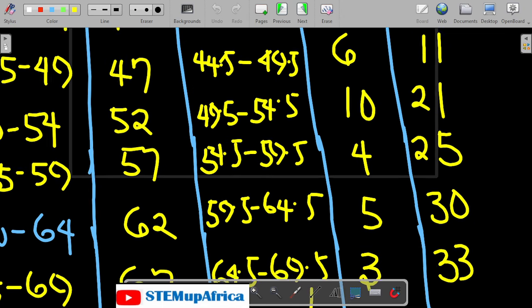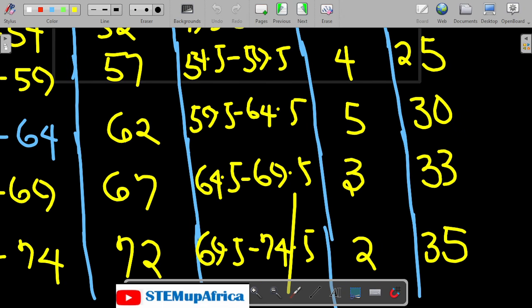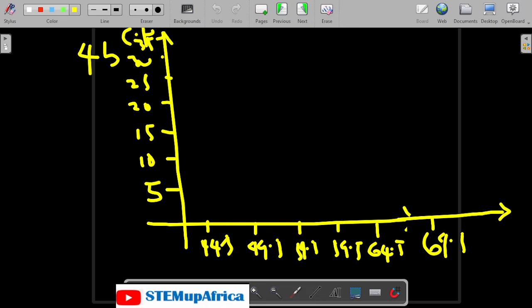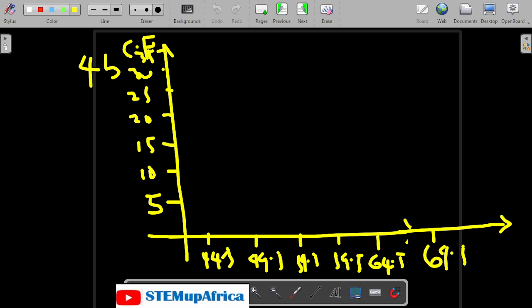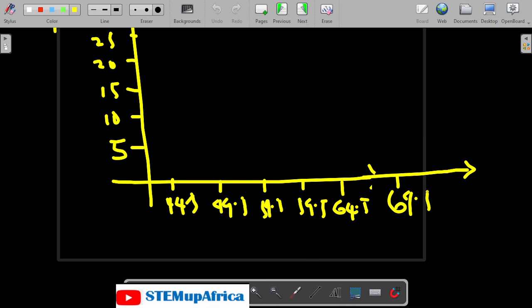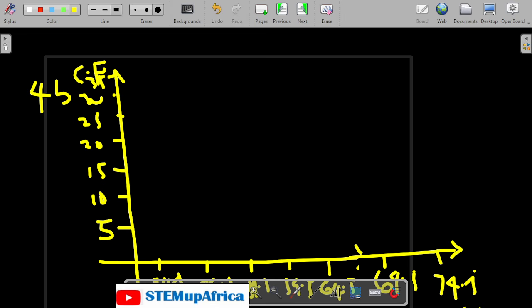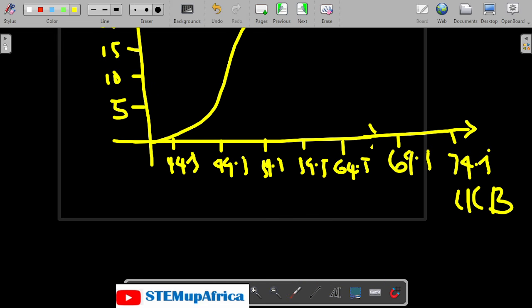I check where it ends. Then we have 74.5, the upper class boundary. So from here now you can plot your points. At the end of the day you might have something like this as your ogive, where you plot the points. Make sure you plot correctly. Then find the median from this ogive, which is question C.